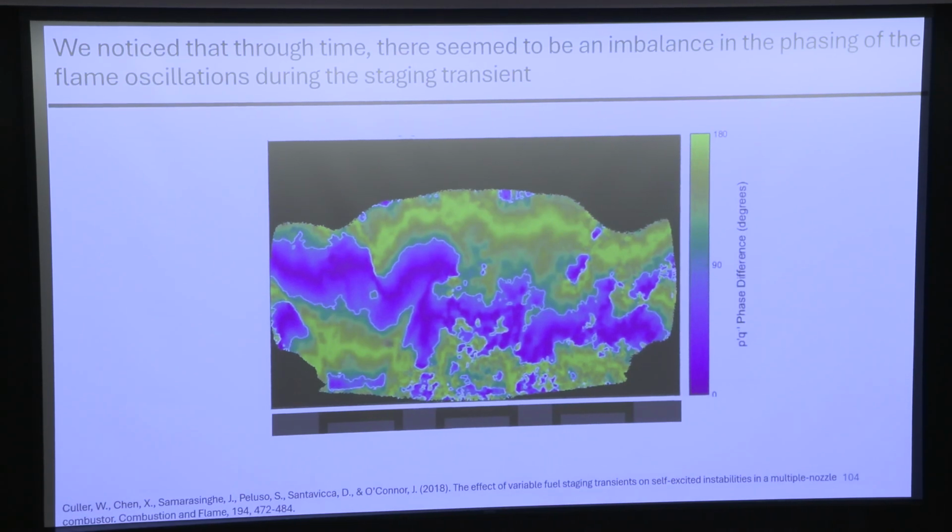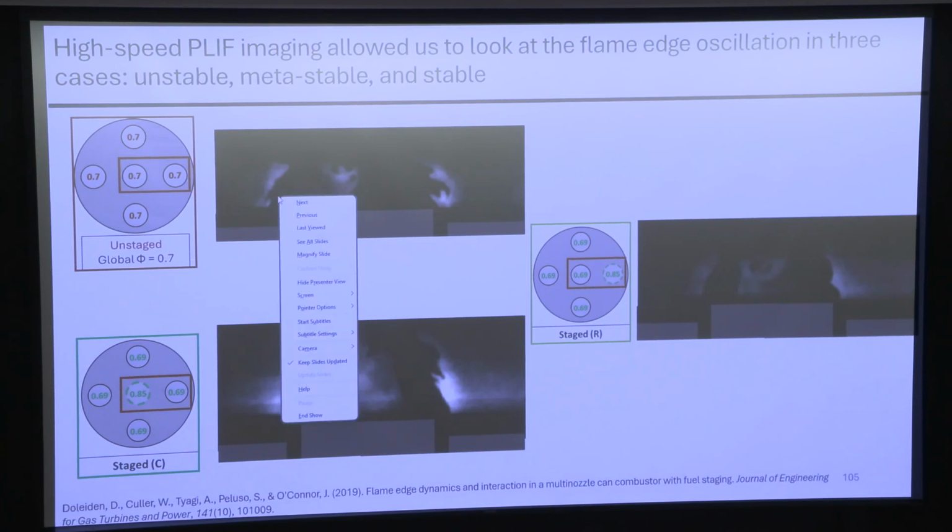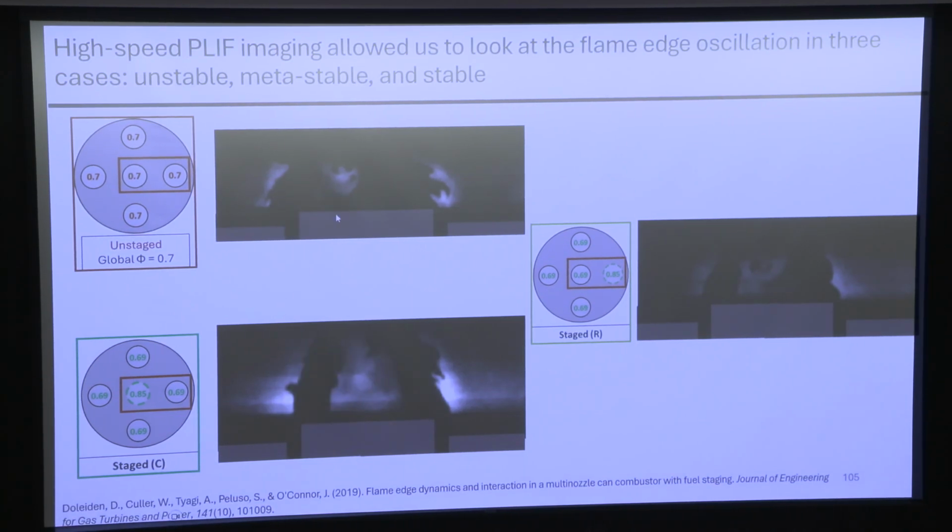You can see here that we were staging this flame. This guy's still really strong, and then over here it gets a little bit wonky, right? And so we used a bunch of high resolution diagnostics to look at this more. I wonder, of course the video is not going to play. There we go. We used a bunch of OH PLIF on 2 different flames.